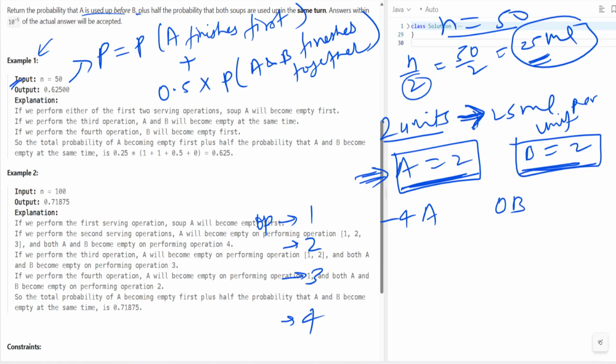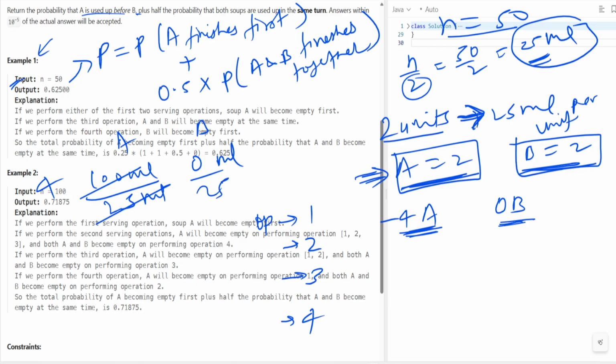The very first operation was: we are taking 100 ml of A and 0 ml of B, right? Means A 100 ml and B 0 ml. Remember, A and B we are taking. So if we divide by 25 ml that we have given, how much will it come? 4. And for B we get 0. So we are just converting into units.